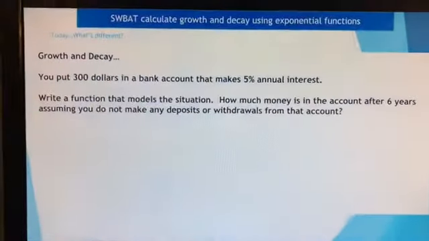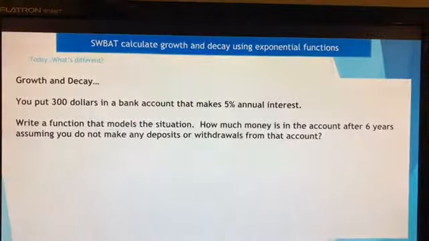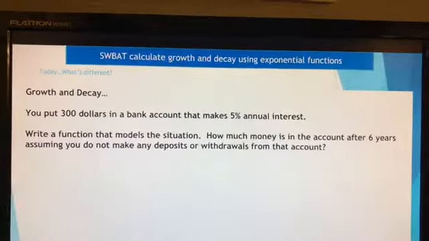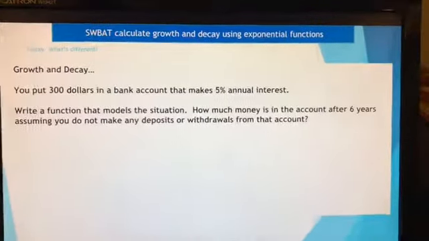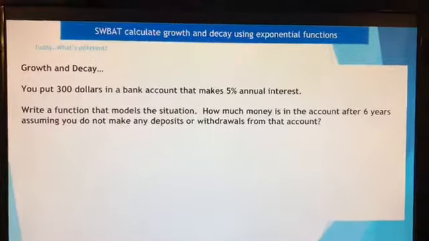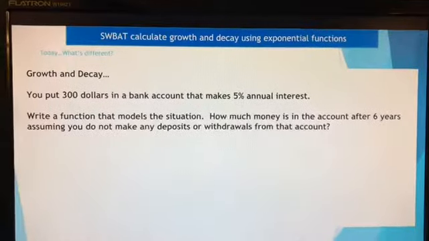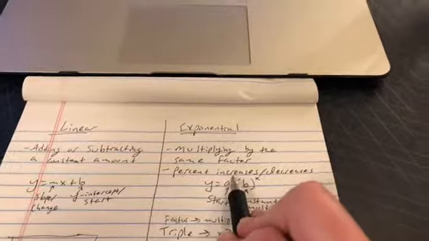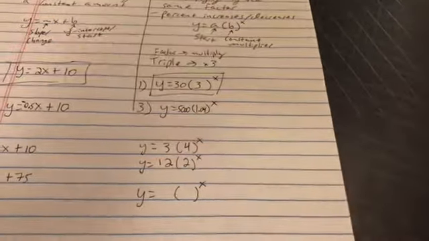So if we look at this problem, you put $300 in a bank account that makes 5% annual interest. In this case, if you have a savings account, the bank gives you that 5% annual interest. So this is a price increase. It's a good thing when you have a bank account. Now, since it's a 5% annual interest, you get that 5% every year. It kind of sounds linear, but percent increases or gains are always exponential. So we're going to write y equals some number outside to the x.